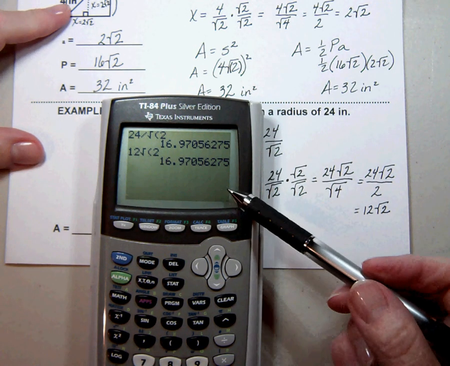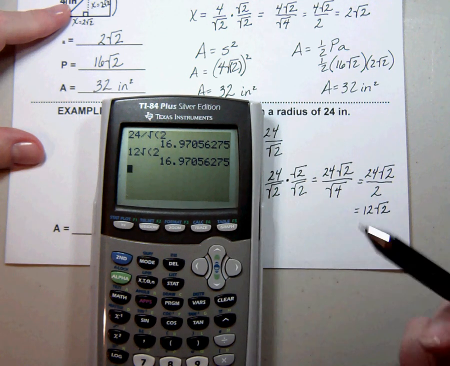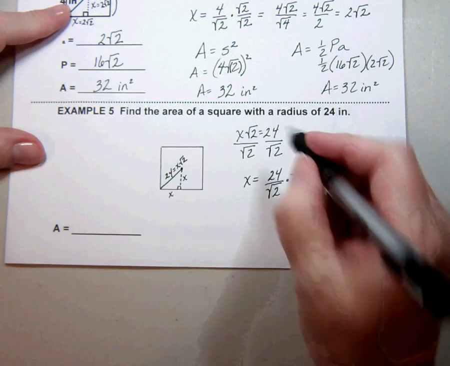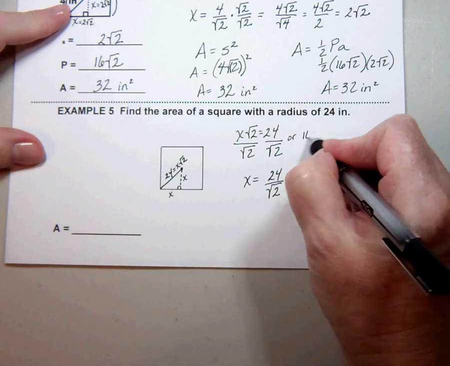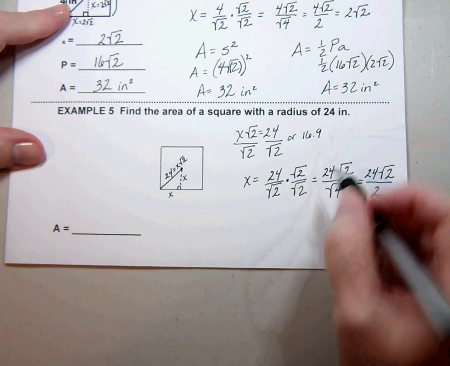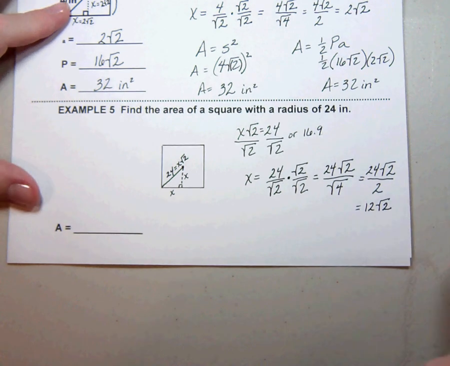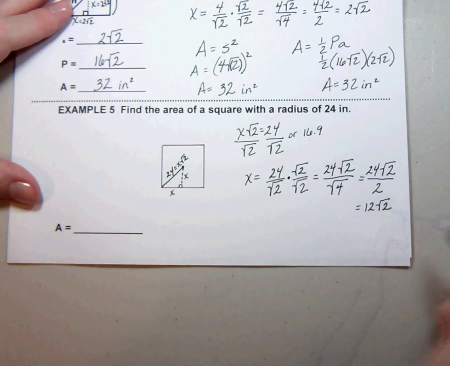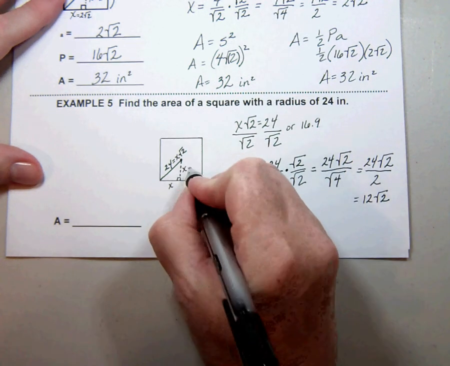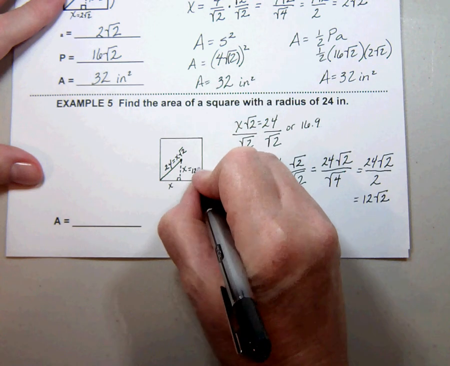Now if this problem is a little bit easier to do as a decimal, that's fine with me. If you would rather use, I'm going to even write up here 16.9. You may use that for one like this, but I'm going to keep doing this one as a radical. I think it's good practice. So, alright, if 24 is the radius, then the apothem is 12 times the square root of 2.